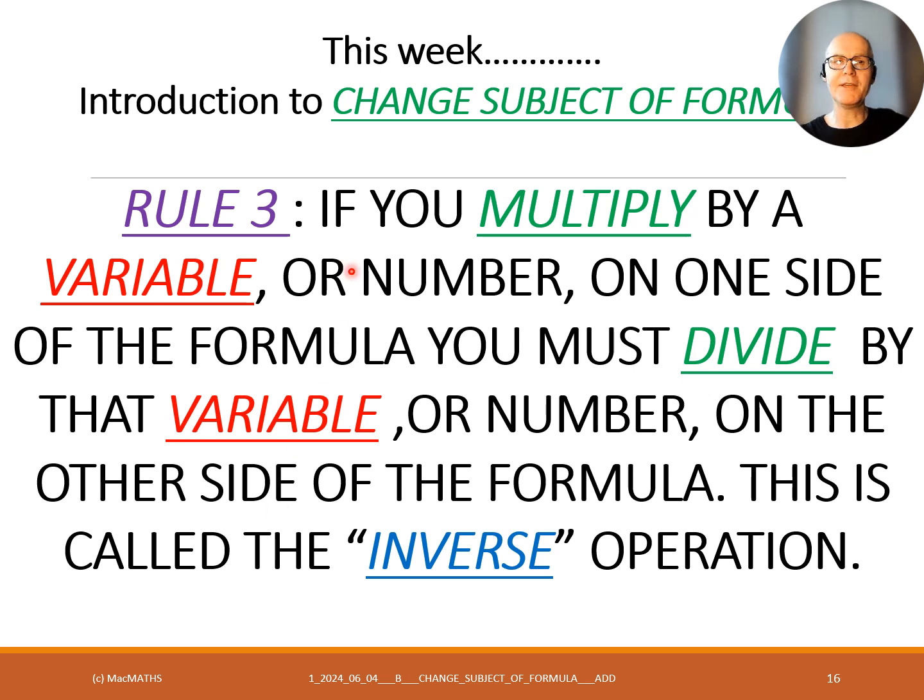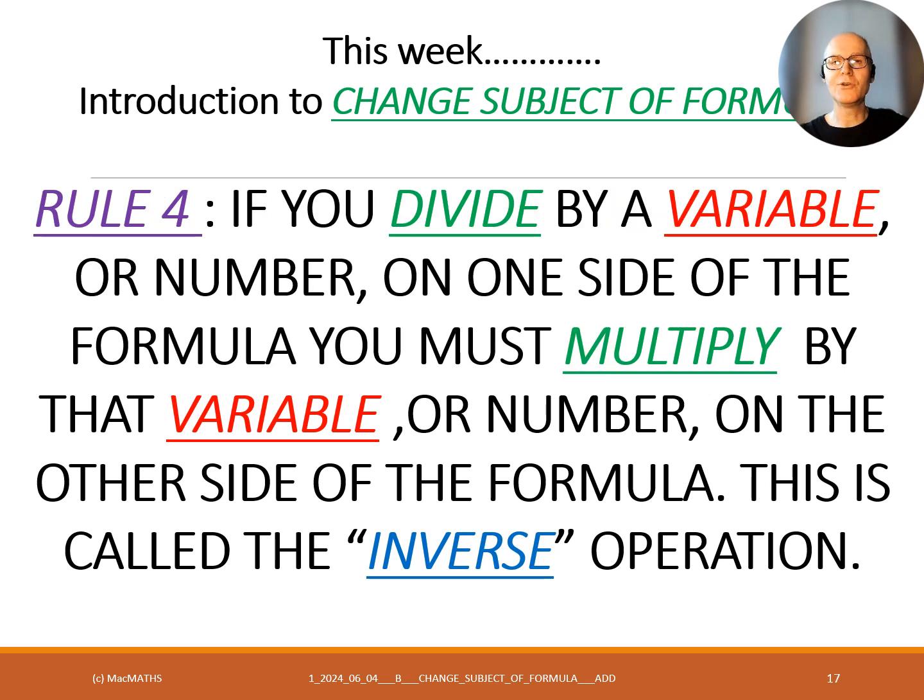If you multiply by a variable or number on one side of the formula, you must divide by that number or variable on the other side of the formula. So we have subtraction being the inverse of addition, addition being the inverse of subtraction, and now we have division being the inverse of multiplication. And unsurprisingly, Rule 4, of course, deals with division. Division on one side, multiplication on the other.